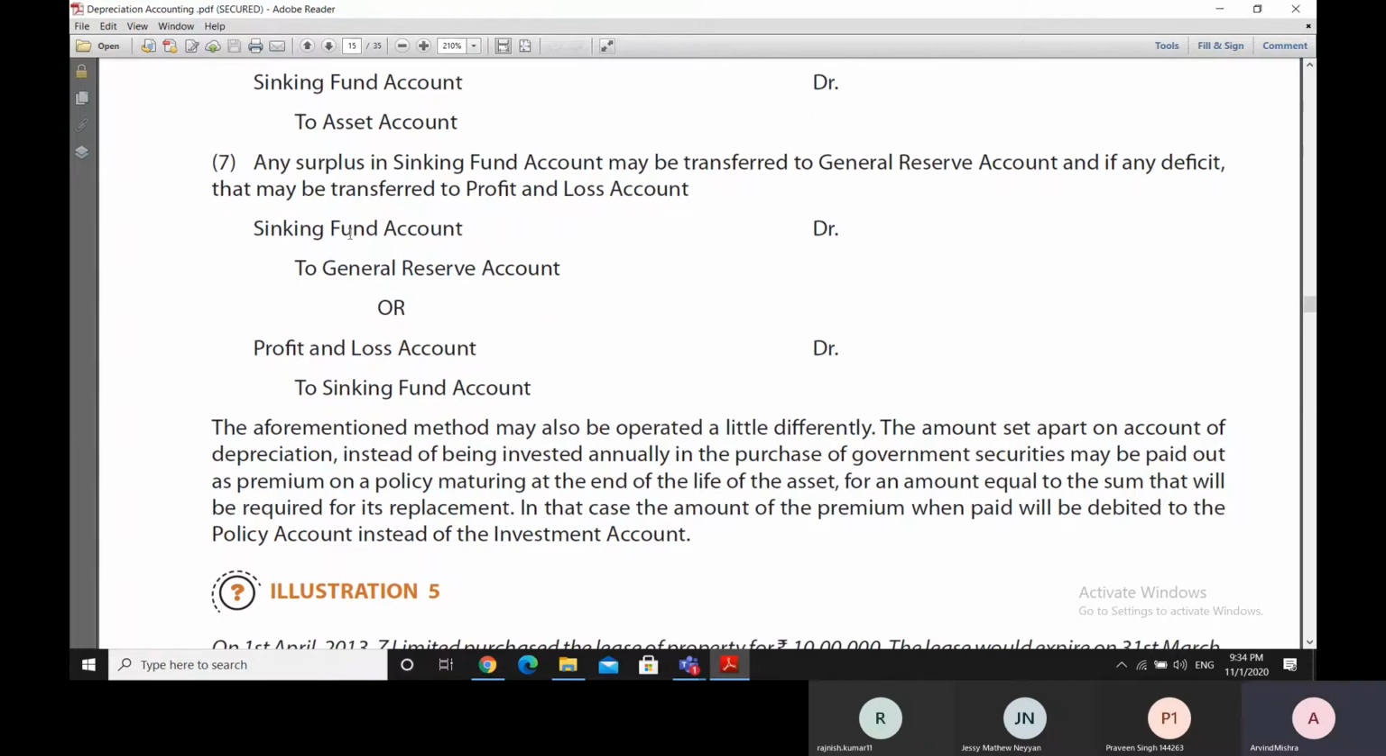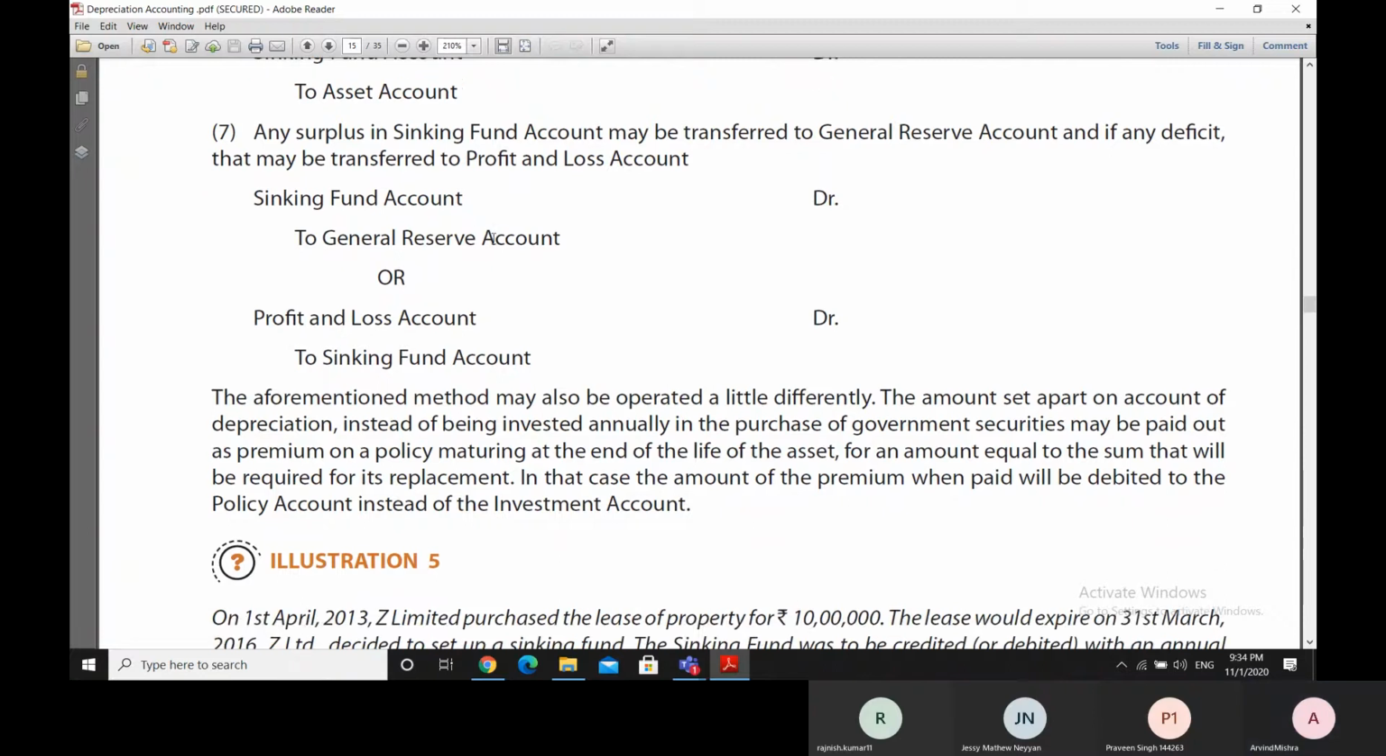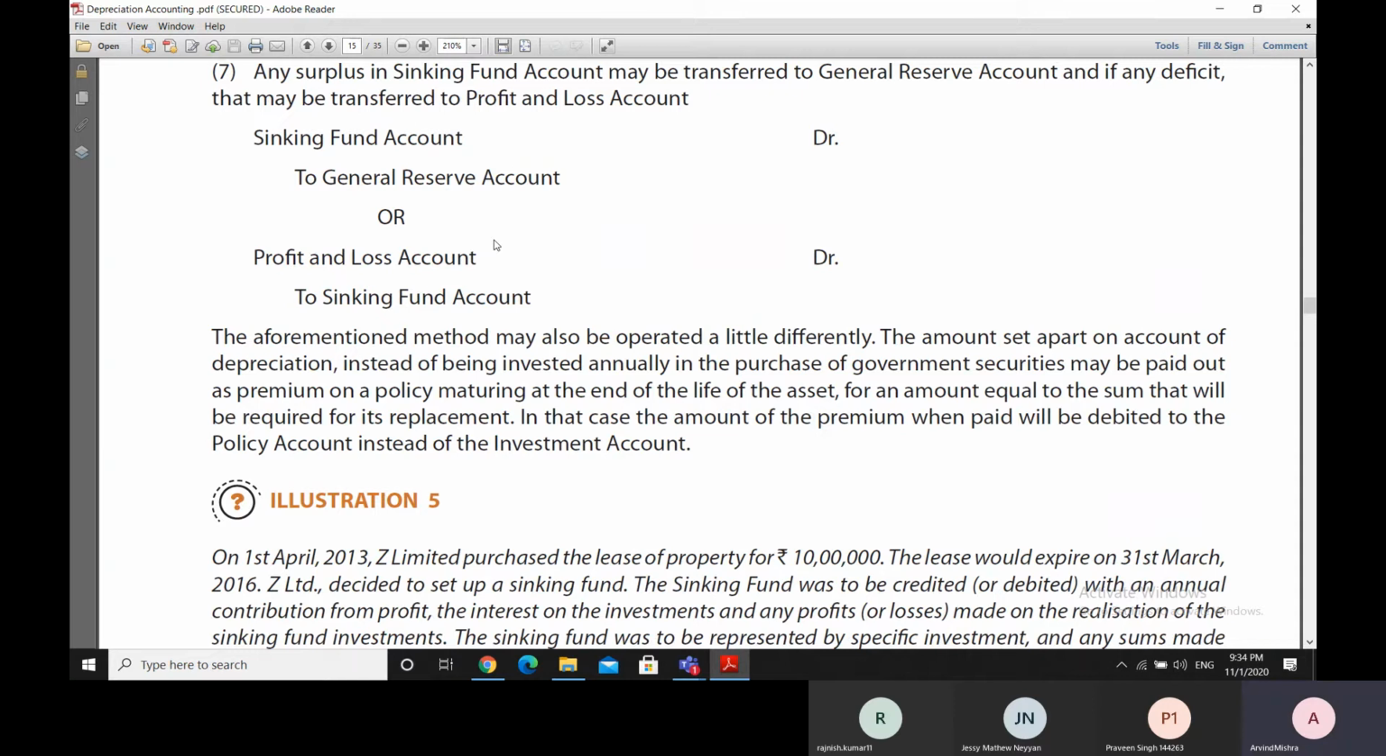But in this entire process, if some surplus is remaining in the sinking fund account, we are transferring that to the general reserve. On the other hand, if there is a deficit in the sinking fund account, that will be debited to the profit and loss account as a loss. Now this method may also be operated a little differently, because the amount set apart on account of depreciation, instead of being invested annually in the purchase of government securities, may be paid out as a premium on an insurance policy maturing at the end of the life of the asset.